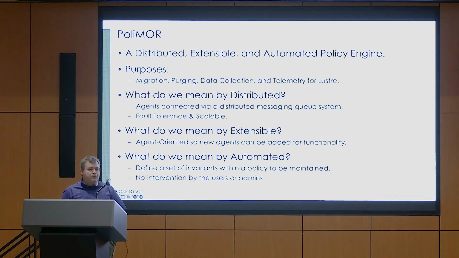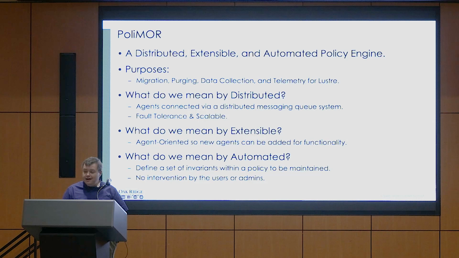So PoliMOR, which used to be named Quicksilver, is just a shorthand for a policy engine made to order. And we chose that name because it sounds like a polymer, which is like a structure that consists of nearly identical subunits that can be combined into different shapes to achieve different ends.